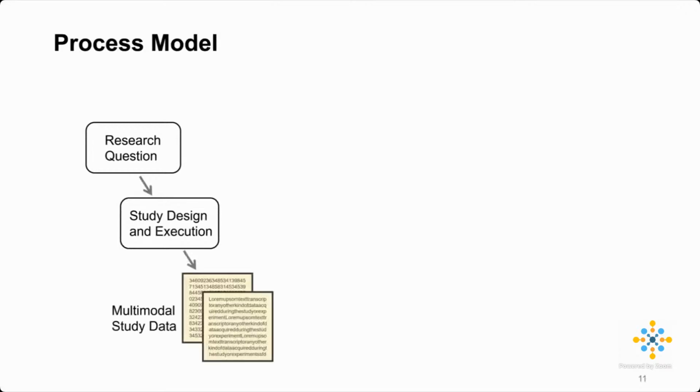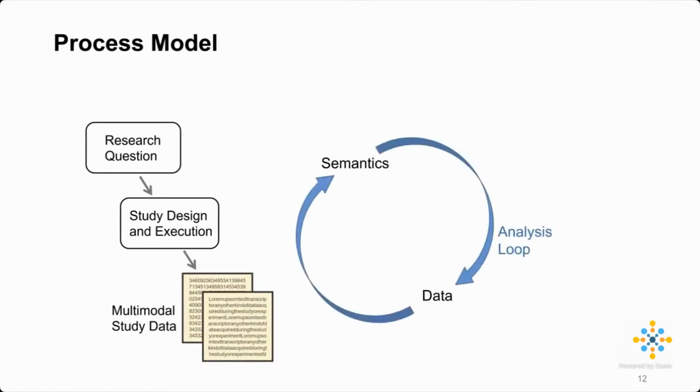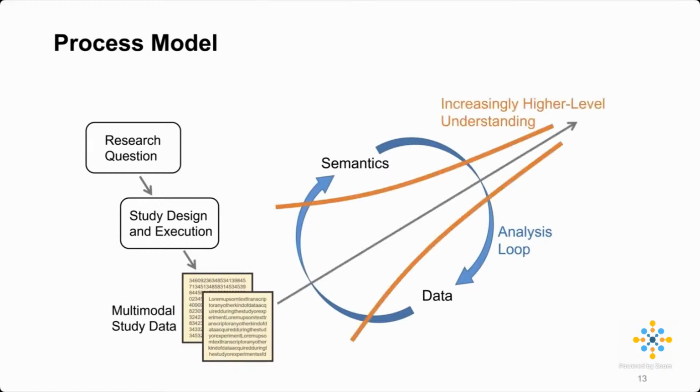This often leads to multimodal study data. Now, we take this study data and transform it by observing its semantics, or by enriching it with further semantics from other data sources or outside knowledge. We might do this several times in an analysis loop. Finally, the cycles of the loop will eventually lead to higher and higher levels of understanding.